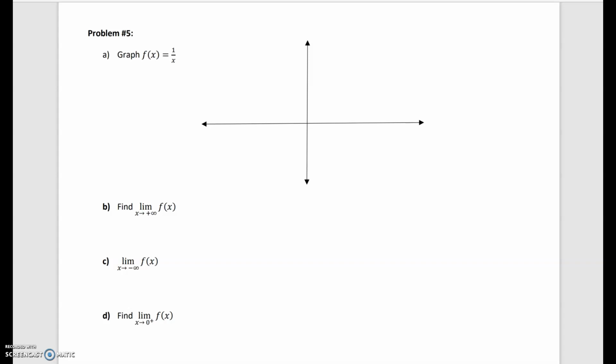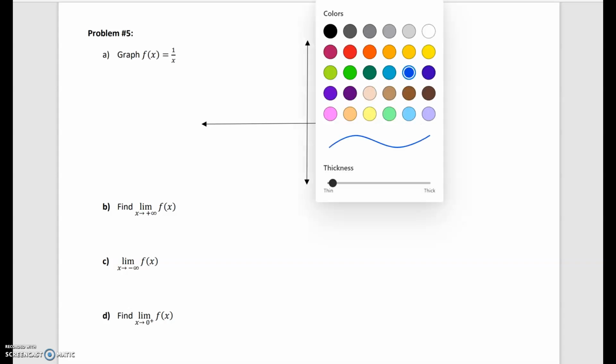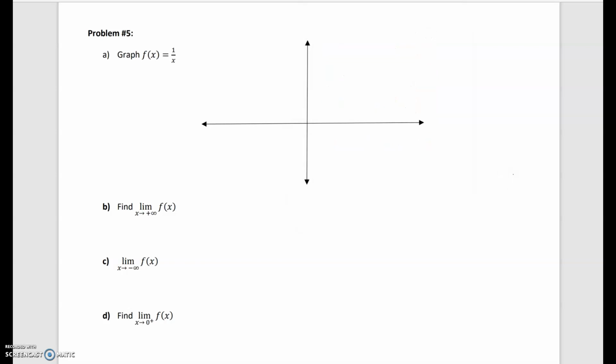Hi class, let's take a look at problem 5. Now, problem 5 is a hyperbola and basically it's going to have the following behavior. It actually has an asymptote at x equals 0, and then on the negative side, you're going to have the other part of the actual hyperbola.